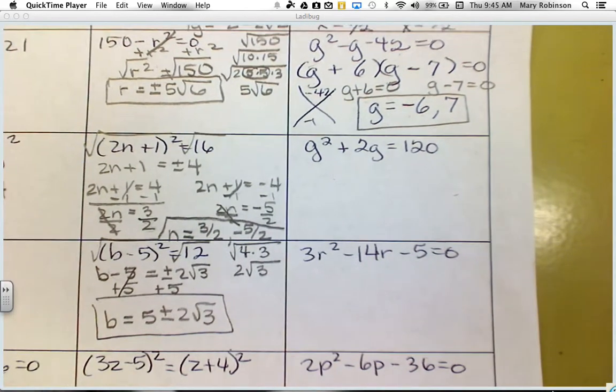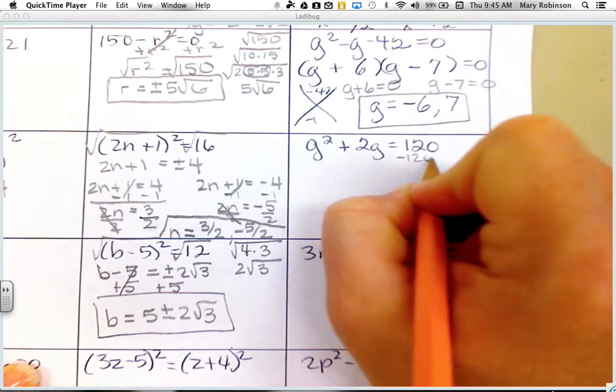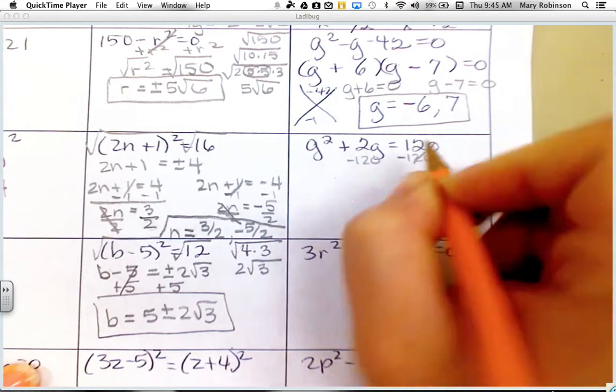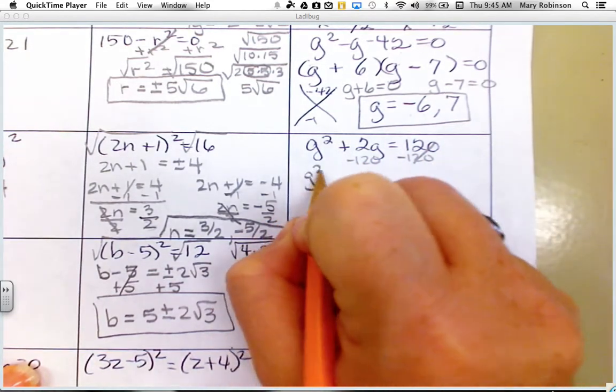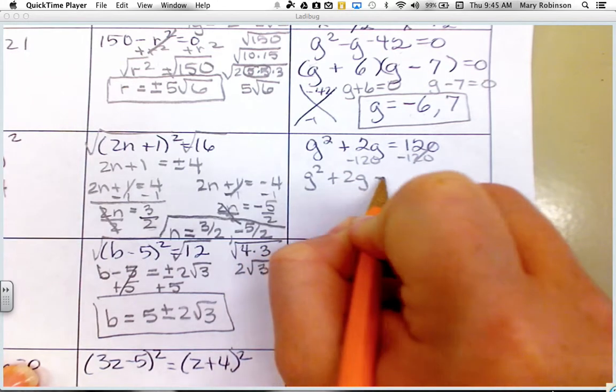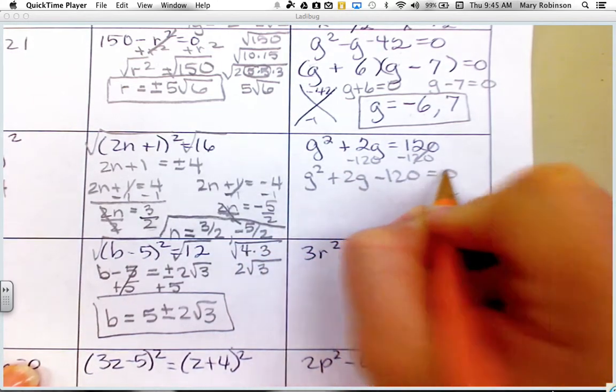So what do we need to do to this next one? G squared plus 2g equals 120. Good, Jessica. We want to subtract the 120. But remember, these aren't like terms, so we're just going to say g squared plus 2g minus 120 equals 0.